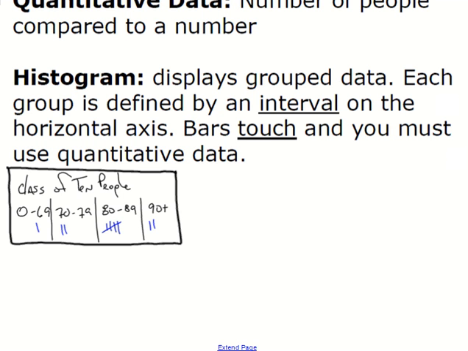So to create the histogram, I'm going to start our graphs. Looks just like a bar graph to start with here on the bottom. Here I'm going to put my 0 to 69. Next we have our 70 to 79. Our next interval is 80 to 89. And then our 90 plus.